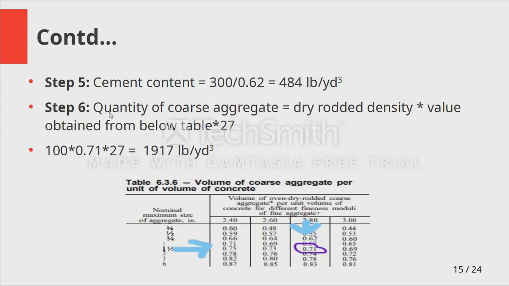And the sixth step is to estimate the quantity of coarse aggregate. The quantity of coarse aggregate is found by this formula: rodded density multiplied by the value obtained from this table, and multiplied by 27. This table contains the fineness modulus of fine aggregate and the maximum size of coarse aggregate. The maximum size of coarse aggregate is 1.5 and the fineness modulus is 2.80, so the value we obtain from this table is 0.71. Just multiply these values with 27 to obtain the value in pounds per cubic yard.